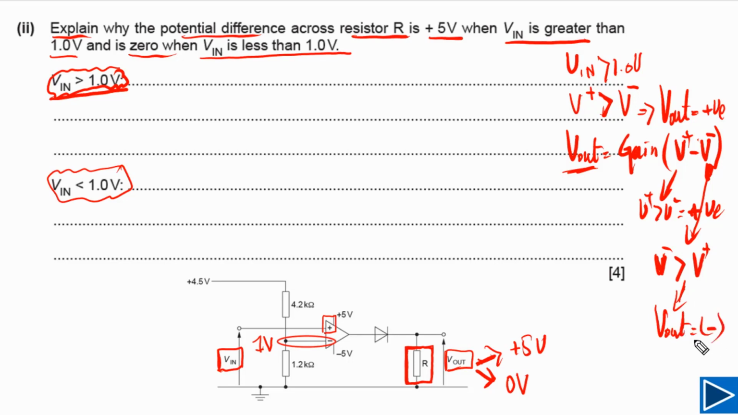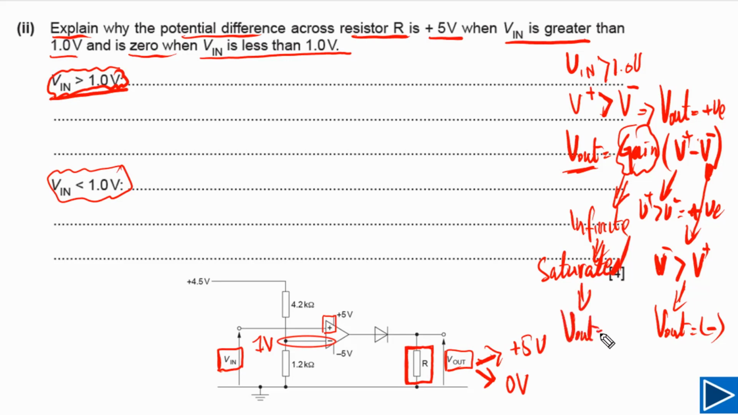So these are the key points we need to understand. And also we need to understand the gain of an ideal op amp, this is infinite. It simply means our op amp will be saturated. It simply means that V out will be equal to V of power supply.